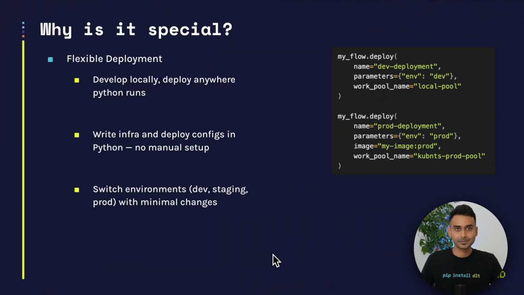Prefect offers flexible deployment. You can develop your data workflows locally and then deploy it anywhere Python runs. It could be your local machine, Kubernetes, on a cloud server, or serverless using Prefect Cloud. You can write your infrastructure and deployment configurations in Python with minimal setup. Prefect also allows you to switch between different environments very easily.